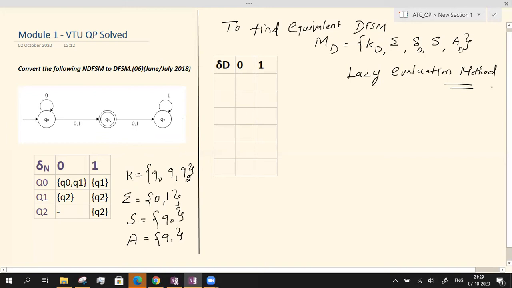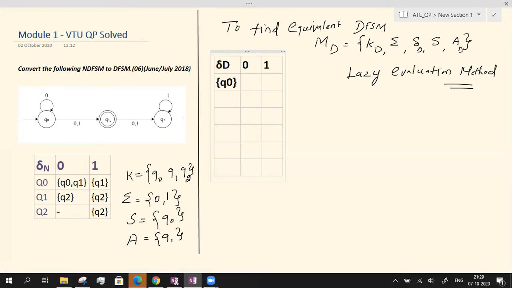So how to do this? The start state of the NFSM and the start state of the DFSM is the same. So what is the start state of the NFSM? From the transition table or from the transition diagram, we know that Q0 is the start state. So let me write it here. Q0 is the start state. So we identified the start state.